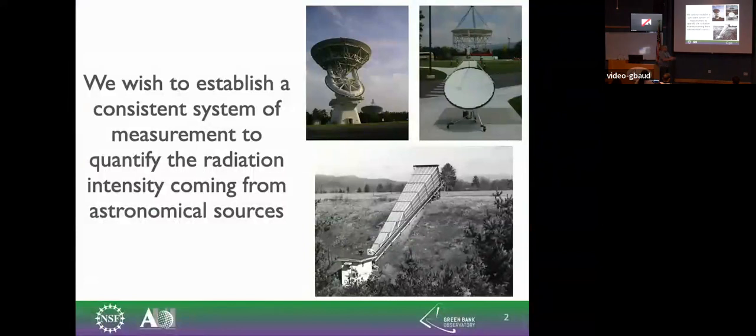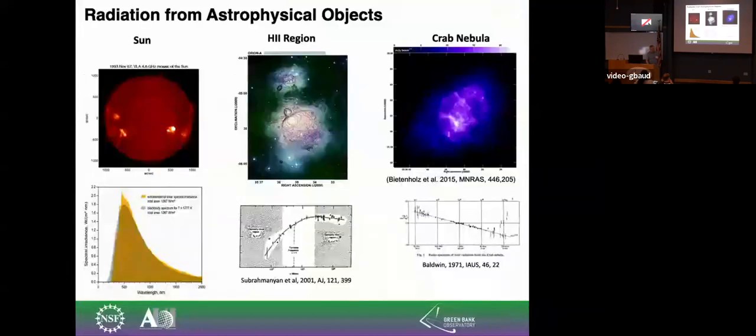So why are we here? You're here to use radio telescopes, presumably, and why do we want to do that? Through the use of radio telescopes, we're trying to establish a consistent system of measurement so that we can measure radiation intensity coming from astronomical objects. Sounds straightforward when you say it like that.